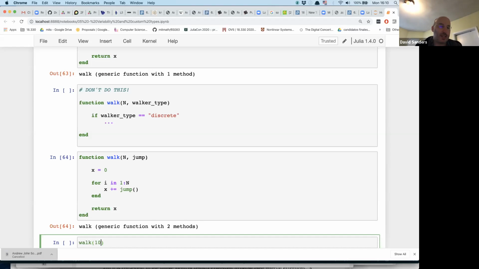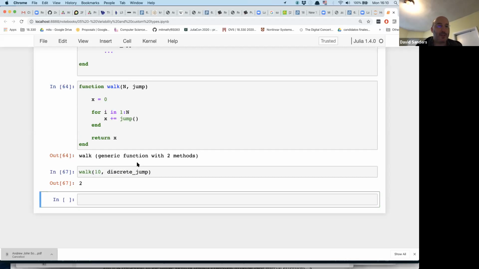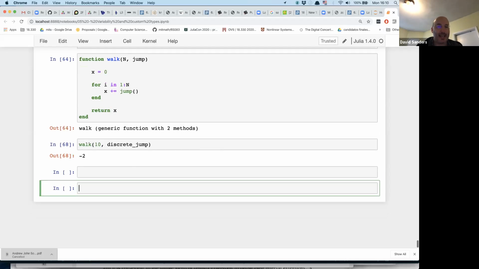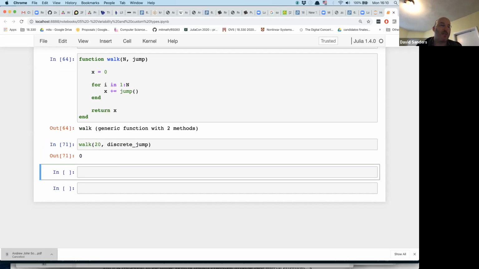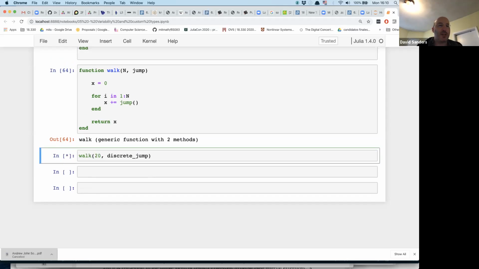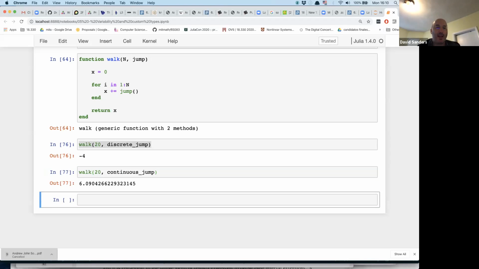Okay, so that's great. So now I can do walk of, let's say, 10 steps with discrete jump. So I just pass in the name of the function as the argument, and I run it again, and it keeps giving me 0. But no, it is actually doing a random walk, and it just happens that, okay, let's do more steps. Yeah, it's getting away from the origin, right? It's sometimes at the origin, but often not. And I can walk with the continuous jump as well. And then what is that going to give me? It's going to give me a continuous, a real value as a result.